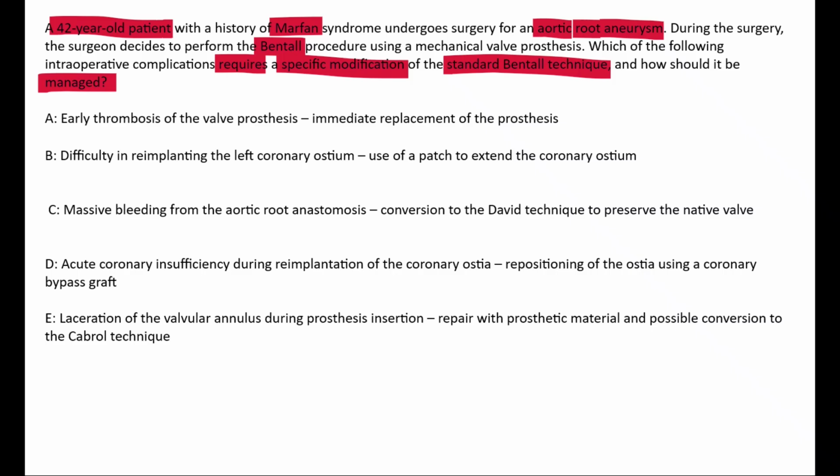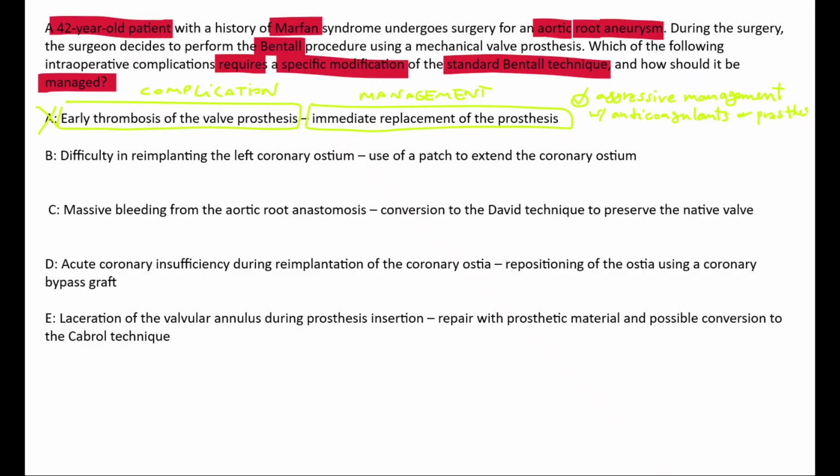If you want, stop the video now because I will be answering as I go, one by one. All right, answer A. Early thrombosis of the valve prosthesis, so that's the complication. And the management, immediate replacement of the prosthesis. So this is wrong because early thrombosis of the prosthesis would require aggressive management with anticoagulants or just prosthetic replacement, but it's not a typical intraoperative complication of the Bentall procedure itself.